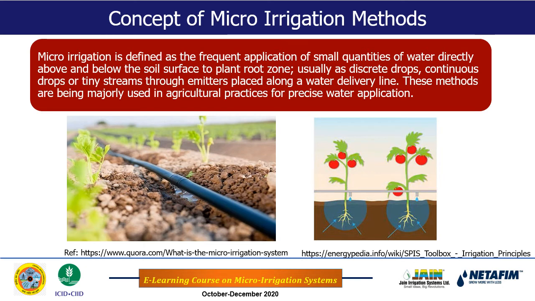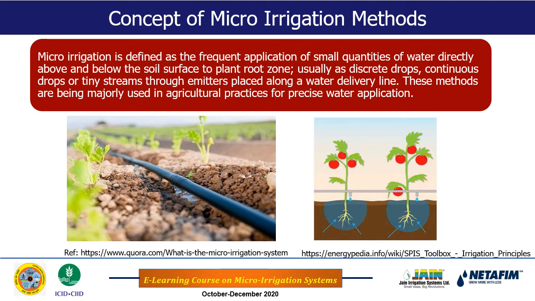And here we have defined the micro irrigation method as well. As you see on the slide, micro irrigation is defined as the frequent application of small quantities of water directly above and below the soil surface to the plant root zone, usually as discrete drops, continuous drops, or tiny streams through emitters placed along a water delivery line. These methods are majorly used in agricultural practices for precise water application.